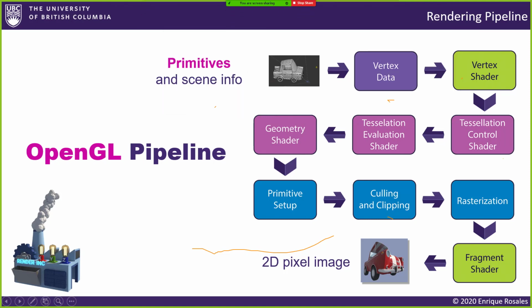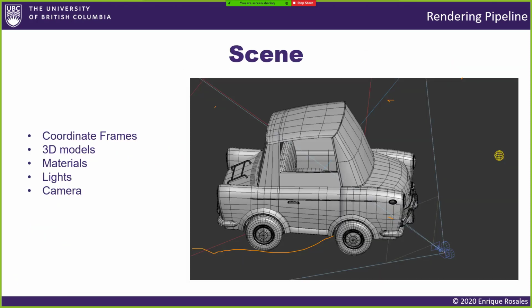Okay, so those are the primitives. Now let's talk about the scene. So what is the scene? The scene is just a little bit more information rather than only the one from geometry. So we also have coordinate frames, obviously the 3D models, basically the geometry. We can also have the materials and lights information and camera. Okay, so I will switch to 3ds Max to show you what that is.